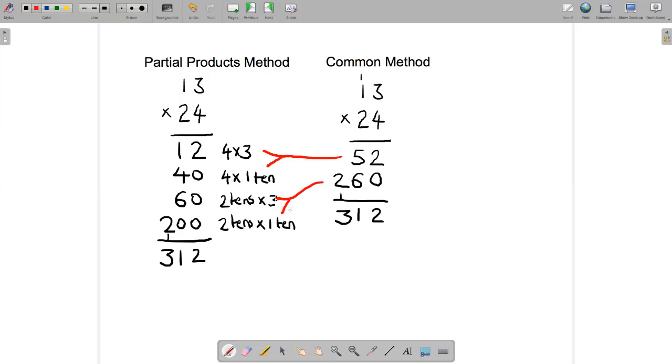So we'll continue in part 3 with multiplying decimals.